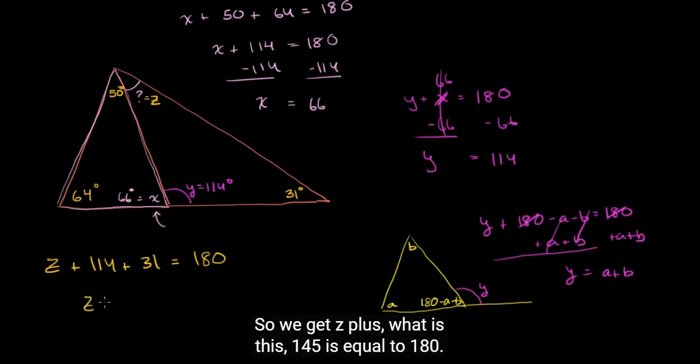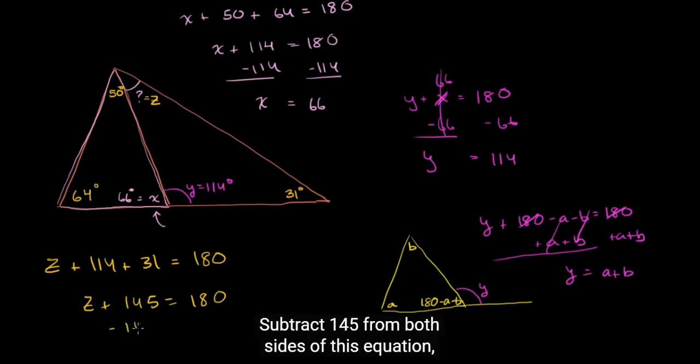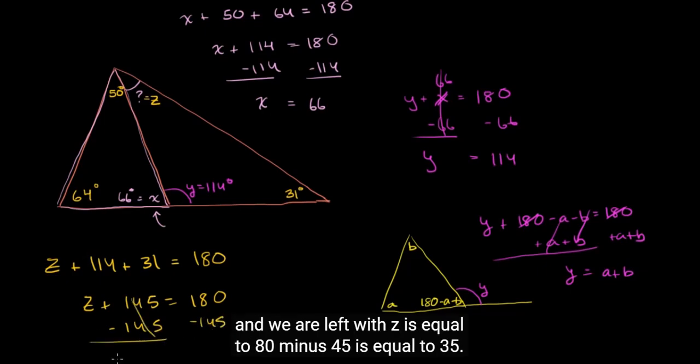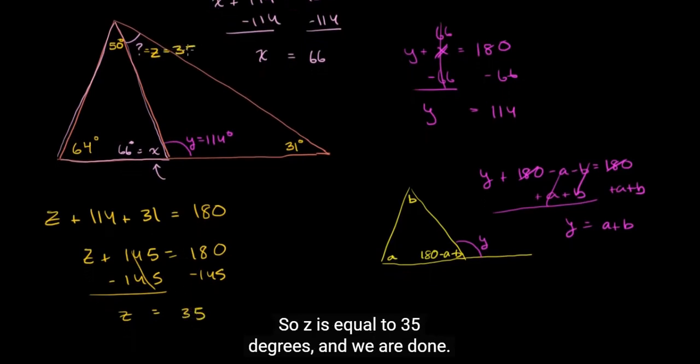So we get z plus, what is this, 145? 145 is equal to 180. Did I do that right? We have a 15 and then a 30. Yep, 145. z plus 145 is equal to 180. Subtract 145 from both sides of this equation, and we are left with z is equal to 180 minus 145, which is equal to 35. So z is equal to 35 degrees, and we are done.